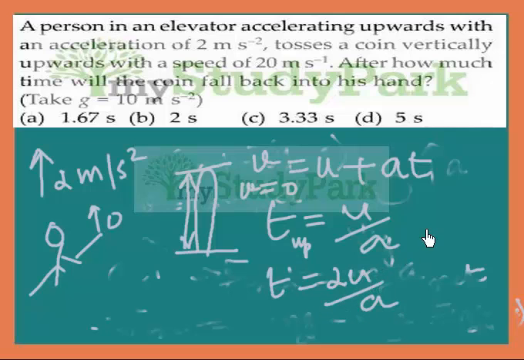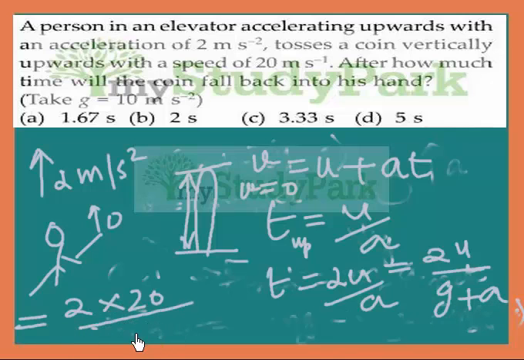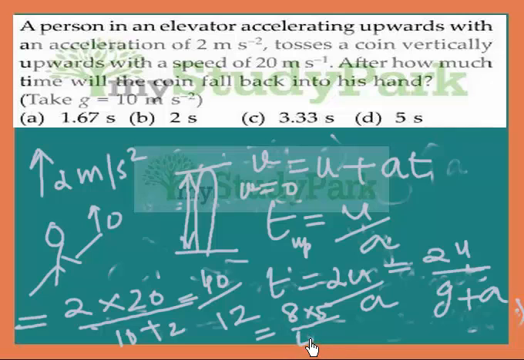You would have already seen all those things in your one-dimensional motion problems. So in this case, with the net acceleration, t is given by 2u divided by g plus a. So it is 2 into 20 divided by g plus a. G is 10 plus 2 equals 40 divided by 12, and you can write that as 8 into 5 divided by 4 into 3. So you get the answer as 10 by 3, which is 3.33 seconds.